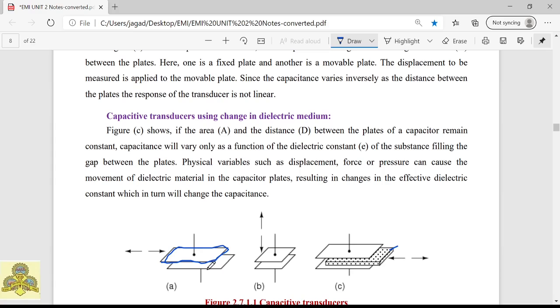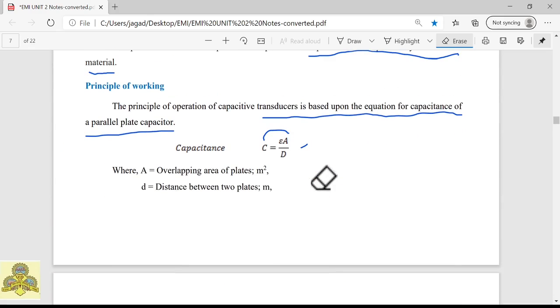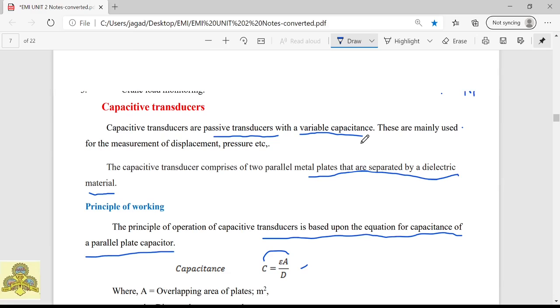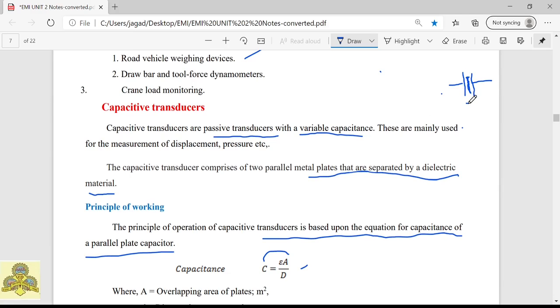Another principle is the distance between these two plates. Here you can see the distance between these two plates. That distance D is inversely proportional. That means if the distance between the two plates is more, the capacity will decrease, the charge holding capacity will decrease.